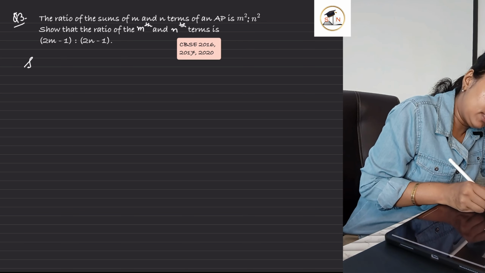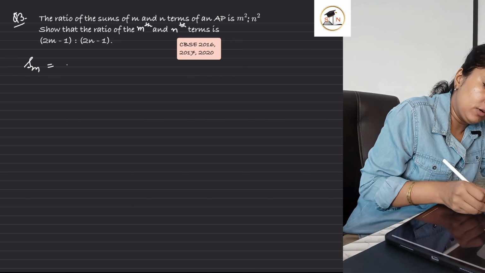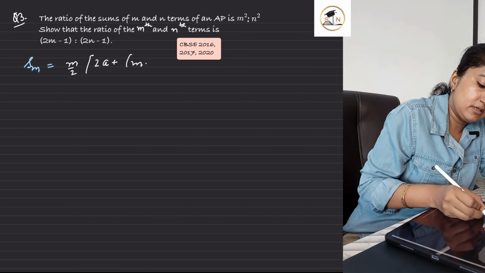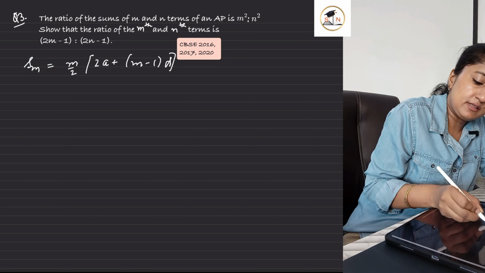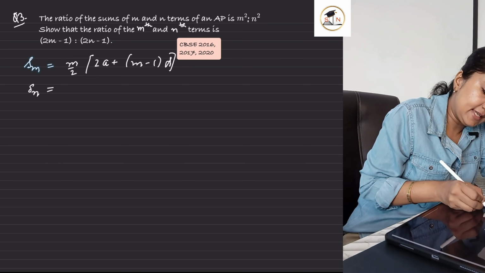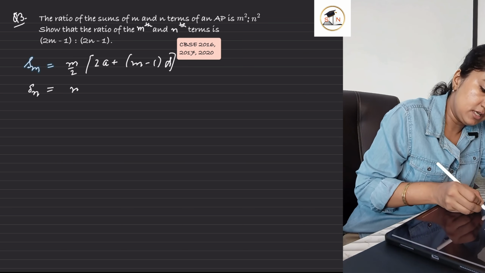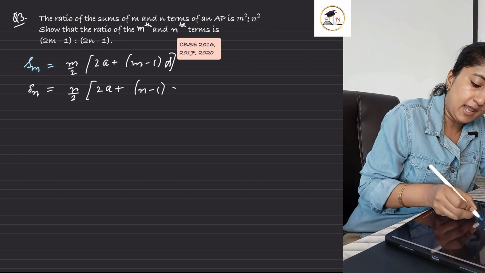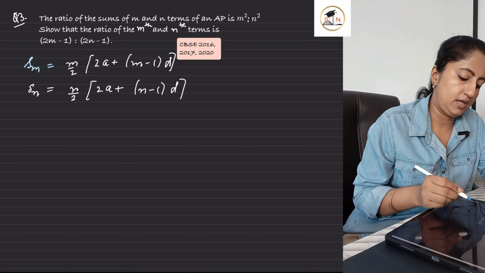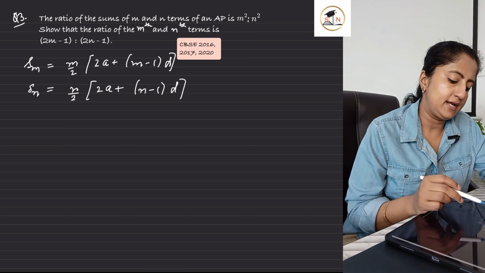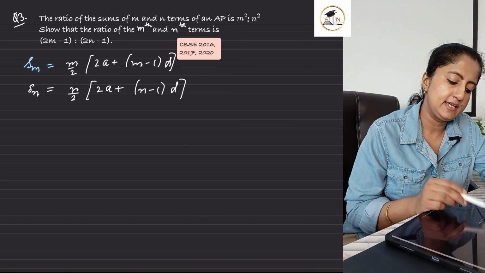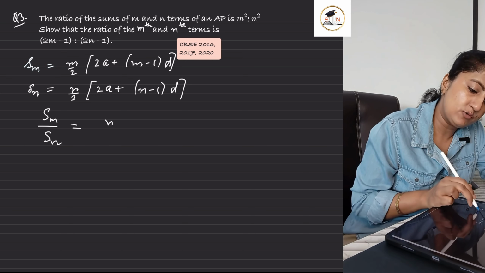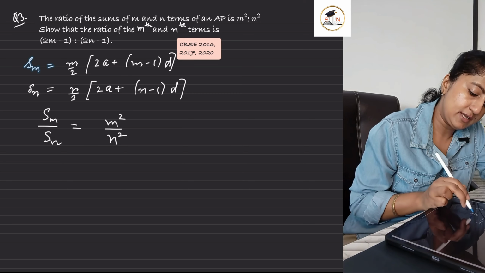Now, first thing we are being told the sum of m terms. So Sm equals m over 2, 2a plus m minus 1 times d. This is Sm. Now, Sn, the sum of the n terms, comes out to be n over 2, 2a plus n minus 1 times d. Okay, now they have given us the ratio. That means we need to divide these expansions. So Sm over Sn is given to us as m square over n square.